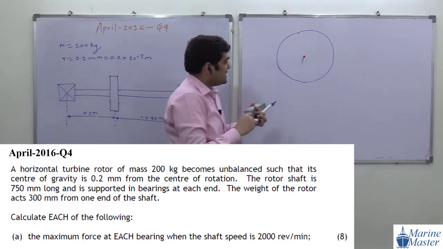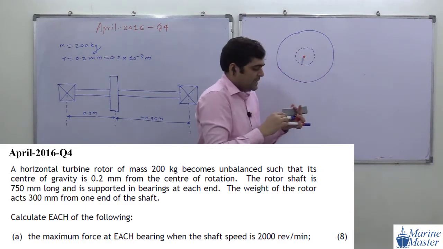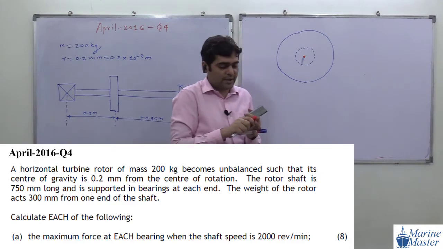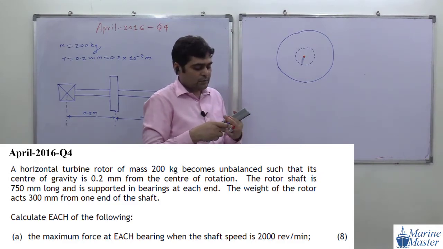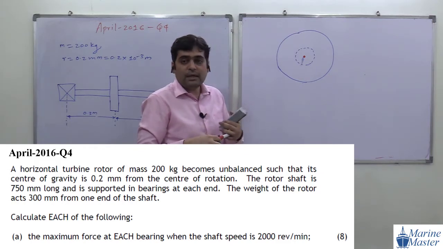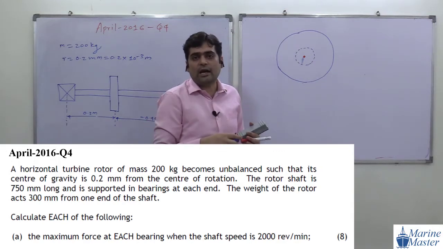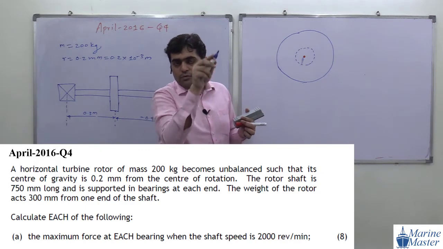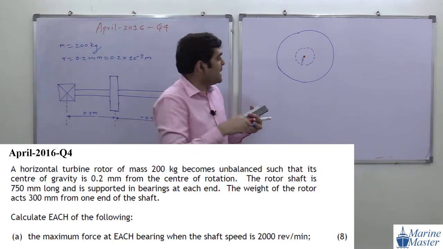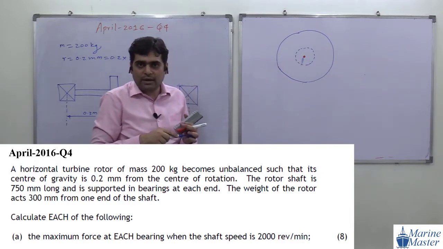And see, the center of gravity can be anywhere, on a radius of 0.2 mm. The center of gravity can be any location on this circle, whose radius is 0.2 mm. It is shifted 0.2 mm from the center of rotation, so it can be anywhere. Are you getting my point?